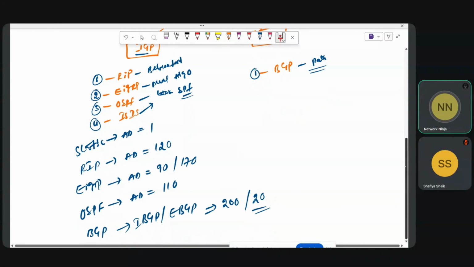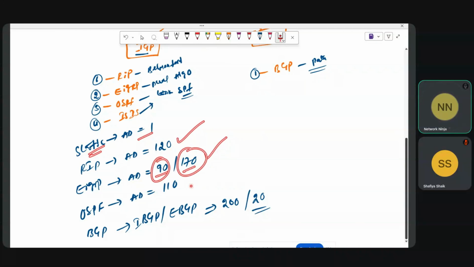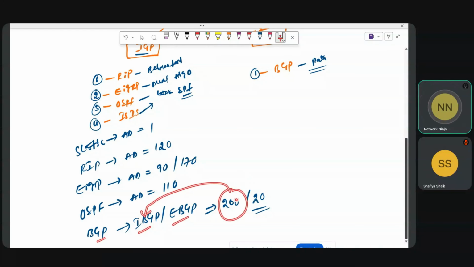Every routing protocol has a different AD value. The directly connected device AD value is 0. That is also important, and it is going to be asked in interviews. The static route AD value is 1, RIP is 120, and EIGRP has two different AD values, 90 for internal routes and 170 for external routes. OSPF AD value is 110, and in BGP we have IBGP and EBGP. The IBGP AD value is 200, and the EBGP AD value is 20, guys.